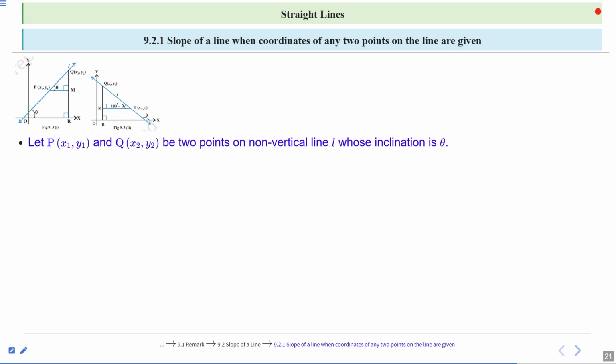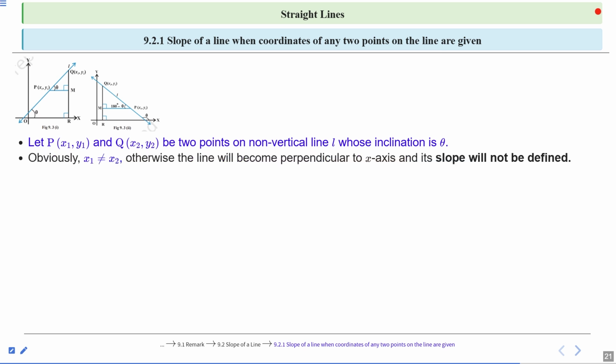Obviously here x1 does not equal x2. So x1 is never equal to x2, otherwise the line will become perpendicular to the x-axis, and in that case the slope will not be defined.